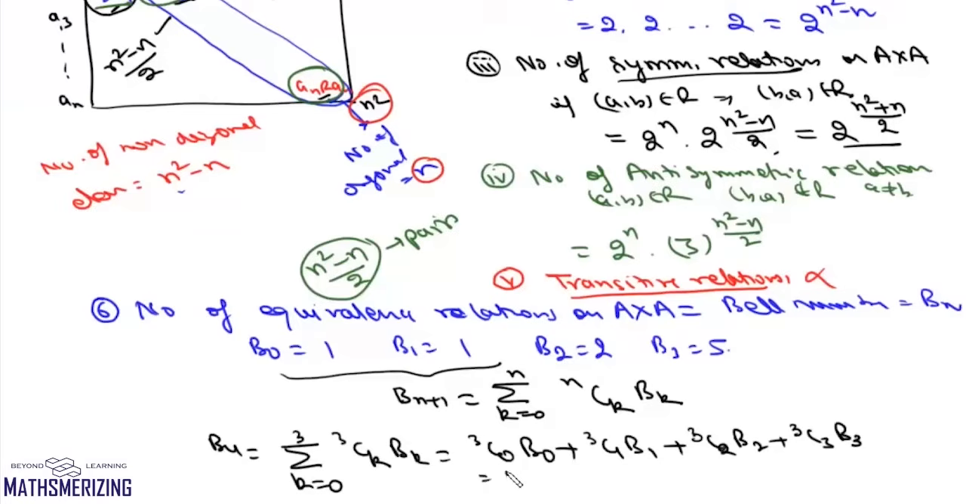Now 3C0 is 1 and B0 is also 1. 3C1 is 3, B1 is 1, 3C2 is 3 and B2 is 2, 3C3 is 1 and B3 is 5. So it'll be 1 plus 3 is 4, 4 plus 6 is 10, 10 plus 5 is 15. So the value of B4 is 15. So the fourth Bell number is 15. So the number of equivalence relations on A cross A, if the number of elements in A is 4, is 15. So this is how we find the number of equivalence relations on A cross A.